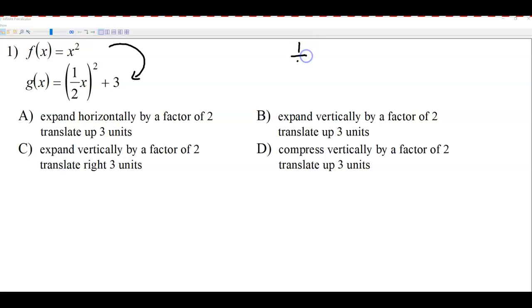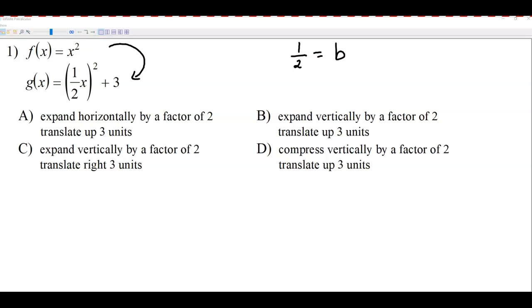Let's write this down. The 1/2. What letter does that represent on the stuff that you just wrote down? Does that represent the A, the B, the H, or the K? Not the A. It's the B. Now, why is it the B? It's inside those parentheses right on the X. So that's a B value.